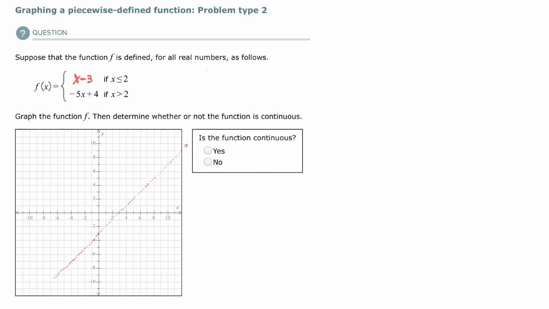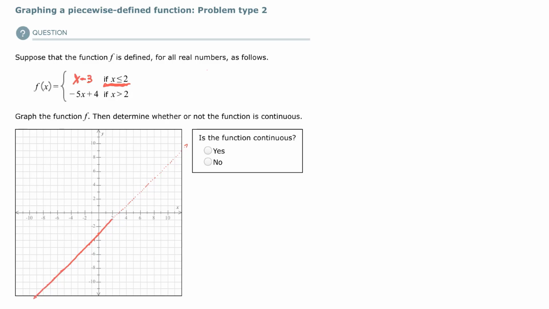Remember, it's a slope of 1, so all you have to do is go up 1, right 1, up 1, right 1, and plot another dot. So now what is the appropriate domain? X is less than or equal to 2. So when do we make this solid? Right about here. And if you have a straight edge, go ahead and use it.